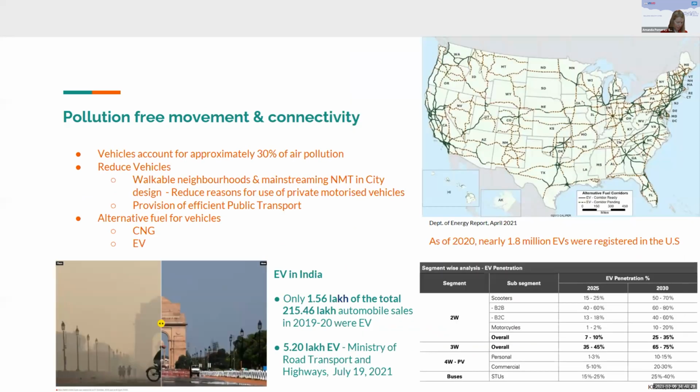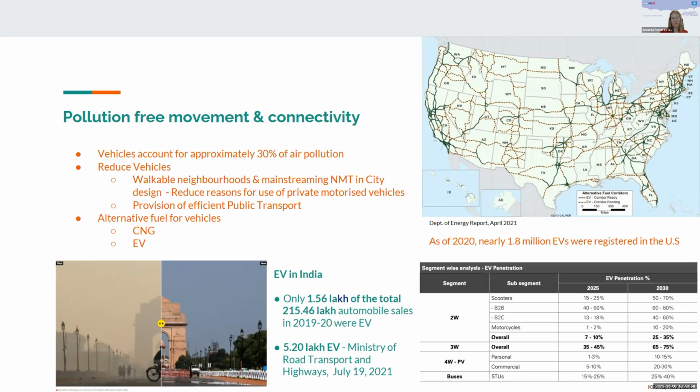The next aspect that I want to bring forth is connectivity, movement and connectivity. That is one very important aspect. We've been talking about vehicles contributing to air pollution. It's estimated that roughly 30% of the air pollution is due to the vehicles in cities. How can we really reduce them? So one is definitely you can reduce the number of vehicles.